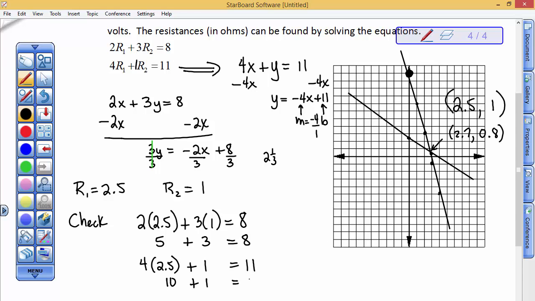This concludes solving a system of equations by graphically finding the intersection point of those two equations and then checking my answer. There are other ways to do this, and that's what we're going to develop as we move forward into the next section.